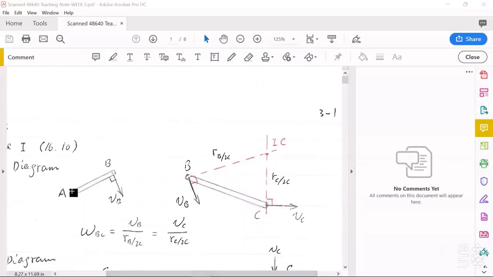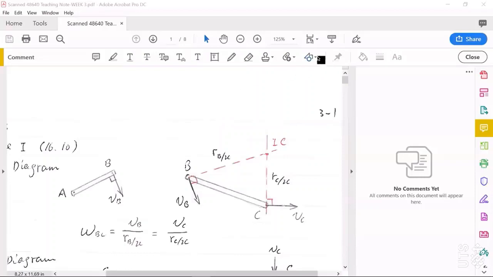And we already know AB, its angular velocity is clockwise. Sorry, here I missed the angular velocity omega AB. Omega AB should be clockwise. So that means VB, its direction must be perpendicular to AB, and VB must be downward instead of upward, because omega AB is clockwise.